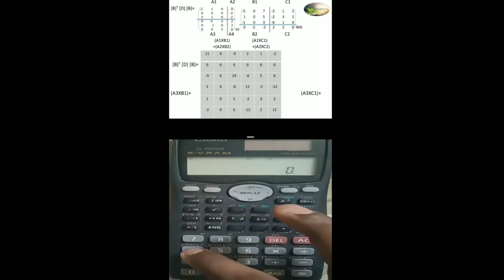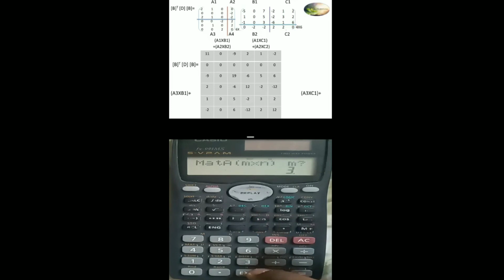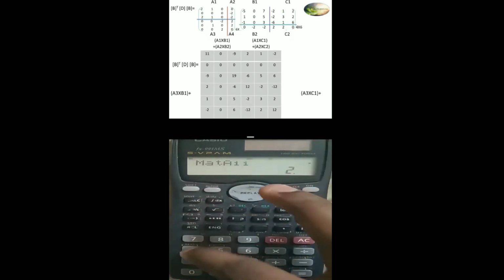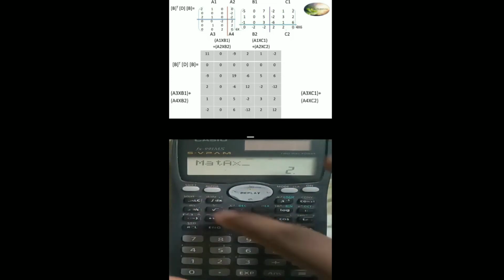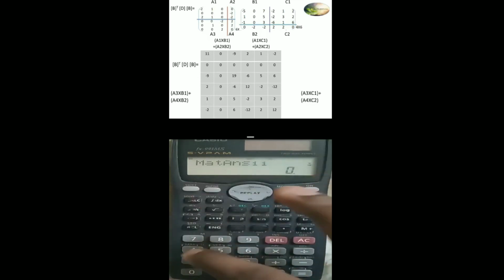Now enter the value of A4 in A2 and multiply A4 into B2, get the values and add with A3 into B1, and multiply A4 into C2 and get the values and add with A3 into C1.